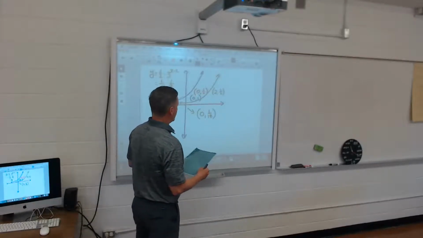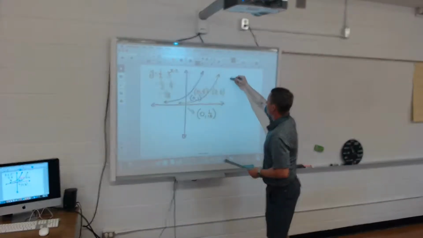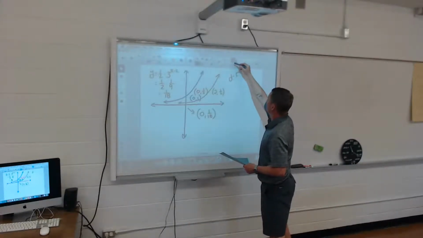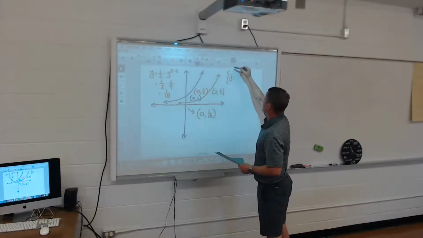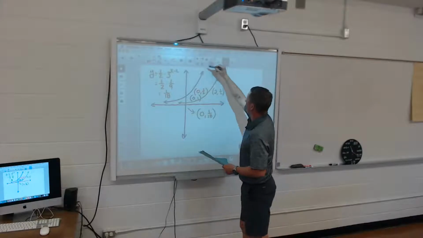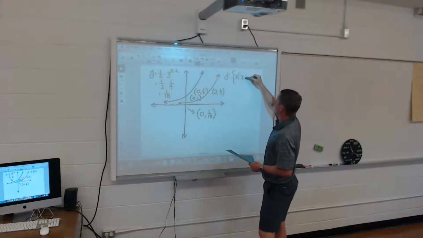All right. It doesn't ask for it in here. It says state the domain. So what's the domain for this graph? No, I did this wrong. Yeah. Domain, x, element of all reals.